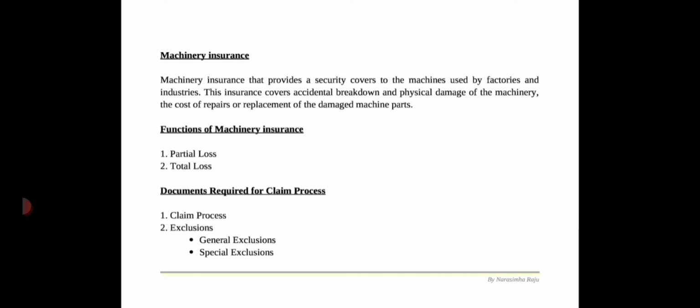Here, the sum assured in this scenario covers the actual value of the items immediately before the occurrence, minus the applicable depreciation value. Certain extra coverage can be enjoyed on payment of additional premium. These cases include express freight, air freight, custom duty and third-party liability.